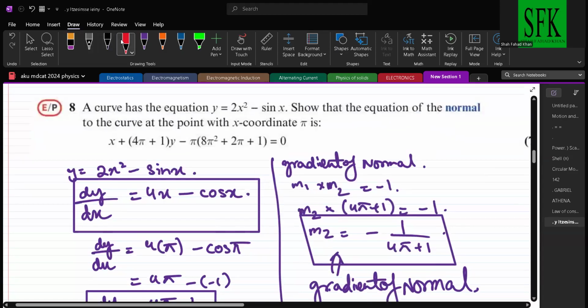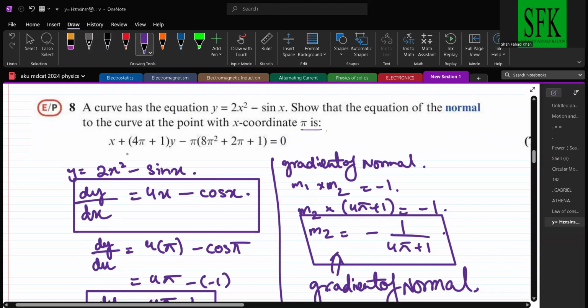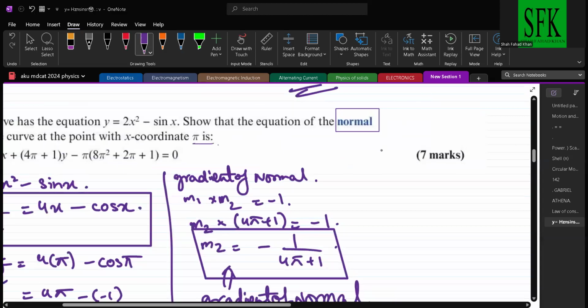Then next exam style question. The curve has this equation, y equals 2x squared minus sine x. Show that the equation of the normal to the curve at this point with the x coordinate pi is this much. You need to calculate the equation of the normal. I hope you guys do recall the fact that normal is a line that is perpendicular to the gradient itself, right?